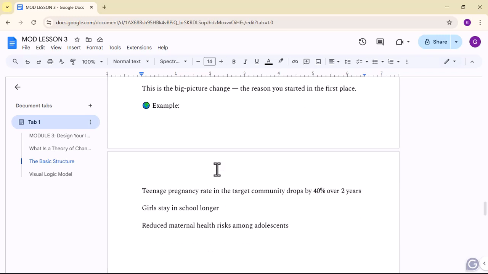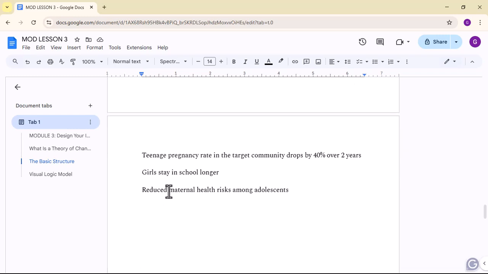And what we want to achieve is that teenage pregnancy rate in the target community drops by 40% over 2 years. That means that if we have the input, and then we do what we plan in the activities, overall, this is what we're going to achieve. Girls will stay in school, teenage pregnancy will drop by over 40% within 2 years, reduce maternal health risks among adolescents. So this is mainly what the theory of change is all about. Right? That is what theory of change is all about.